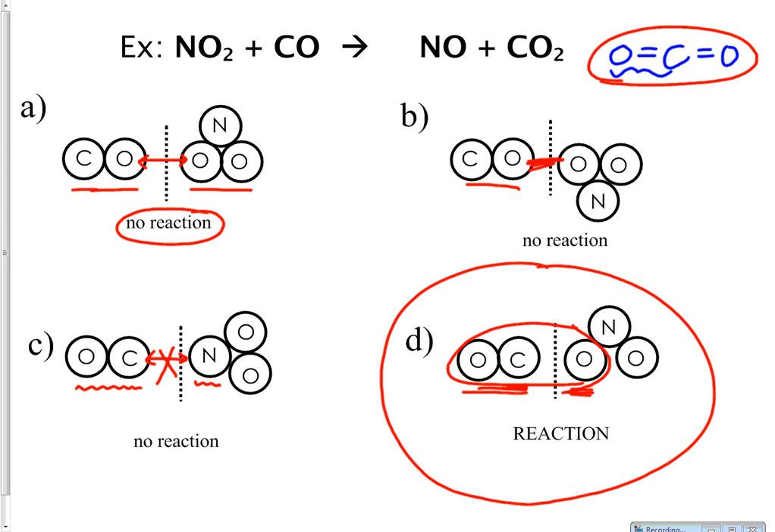So hopefully you understand there are two really important factors. One is that they have to have the right orientation, and the other one is that they have to have enough speed to actually react. So let's look at D again. Even if D has the correct orientation, okay, the orientation is perfect. That's a good thing. That will react. But they have to have enough energy. We call that a minimum amount of energy, and that's going to lead us into our next topic.